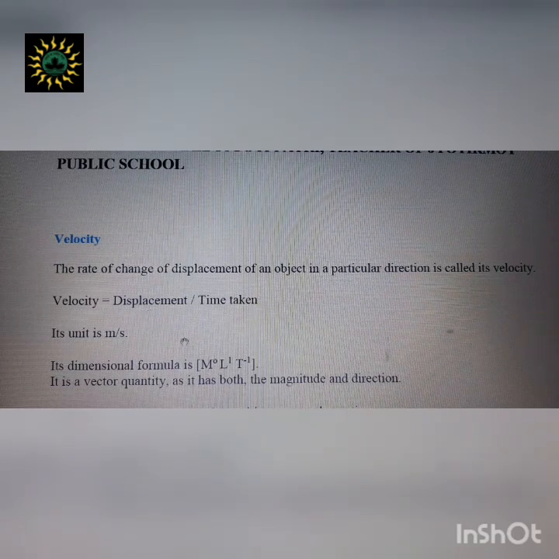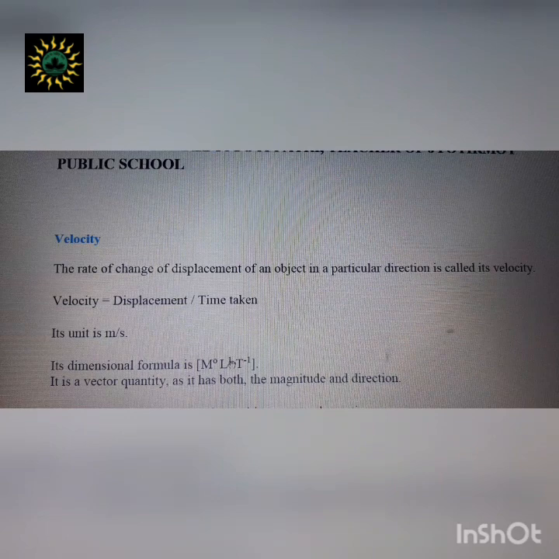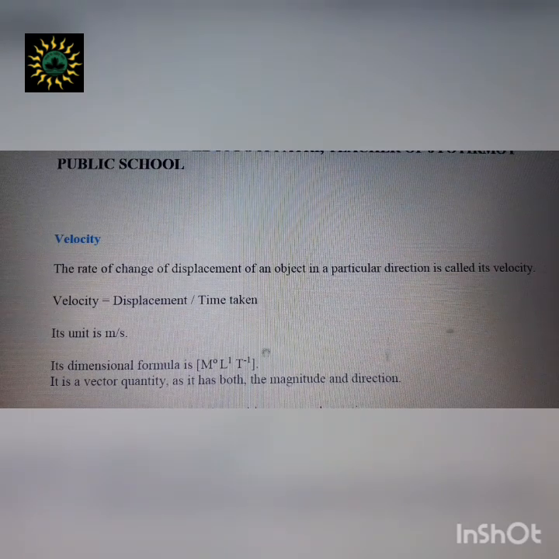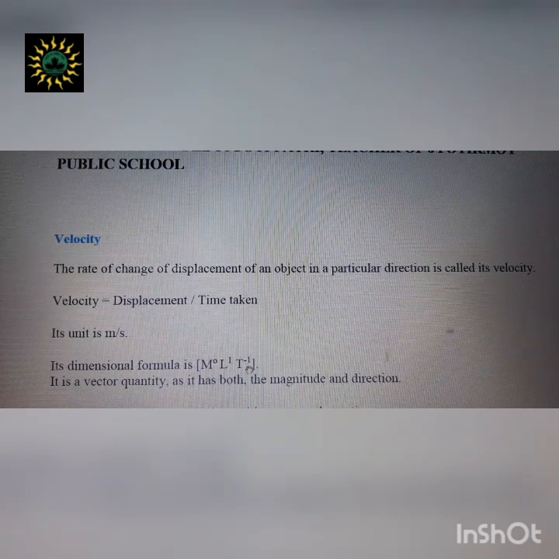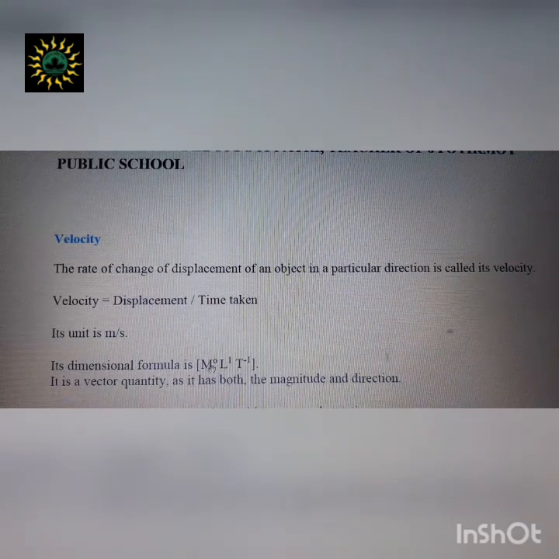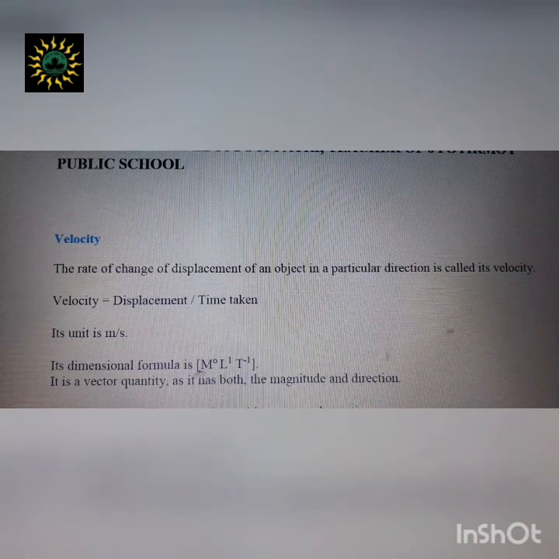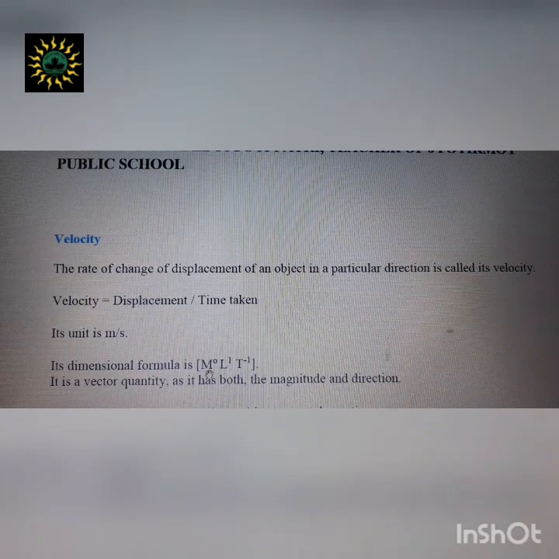So distance or displacement is expressed by L, divided by time taken. So basically L divided by T. L is written as L to the power 1, and T, when it comes from the denominator, will be T to the power minus 1. And here is no role of mass, but normally we express combining these three physical quantities. So you have to write M to the power 0, which is basically 1.